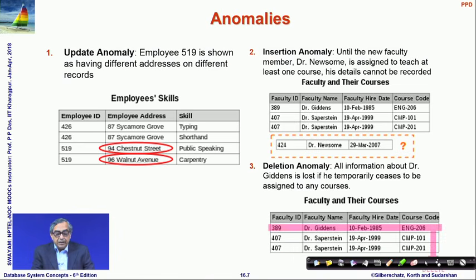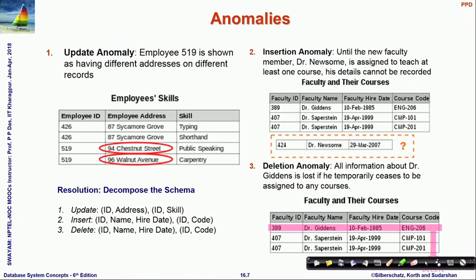Similarly, I could have a deletion anomaly in the same table. In the first highlighted row, for faculty ID 389, suppose that faculty stops taking any course for the time being. The association between 389 and the corresponding course code will be removed, and once you remove that, you remove this whole record. In the process, you lose the whole of the faculty information: the ID, name and hire date. So, these are difficulties in these relational schemas that lead to a whole lot of problems.